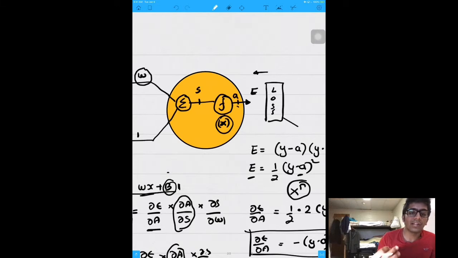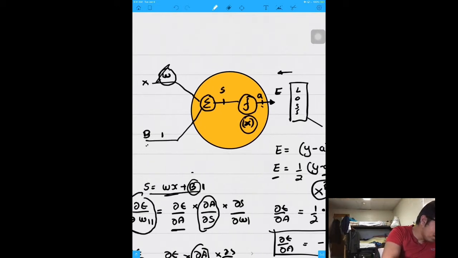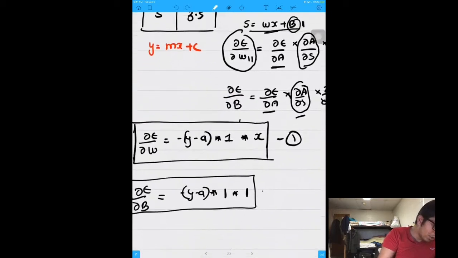I need to adjust the weights and bias. That means I need to adjust this and this so that I get the output 2. Am I right? For just the purpose of example, I'm taking these numbers. All right, so let's do that.